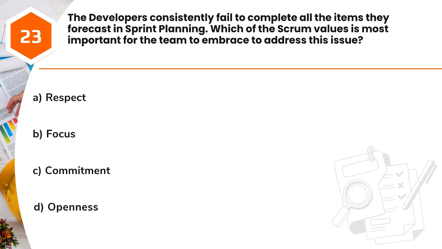Which of the Scrum values is most important for the team to embrace to address this issue? A. Respect. B. Focus. C. Commitment. D. Openness.